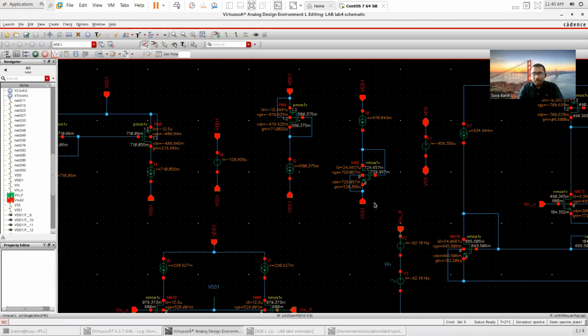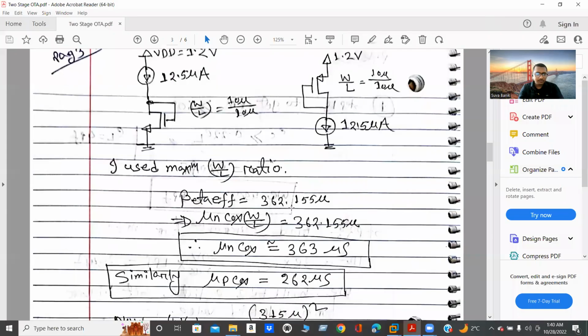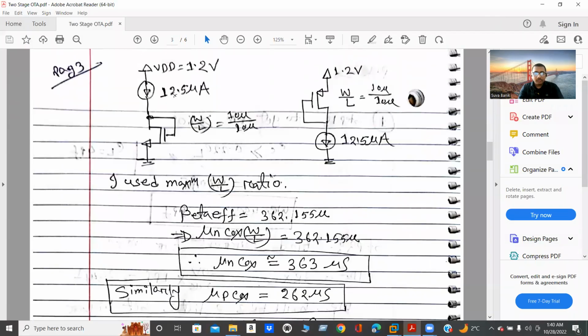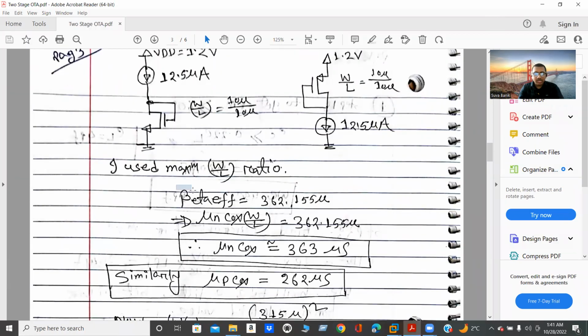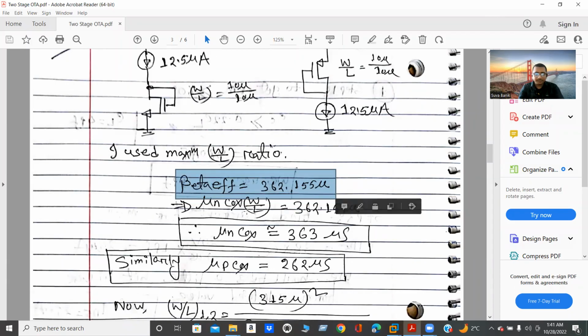These are the two circuits where I find the mu n Cox as well as the mu p Cox value. When you run DC analysis, you can see this beta effective point. Beta effective is nothing but mu Cox W by L. We know here the W by L ratio is 1. From this, we can find the mu Cox value.